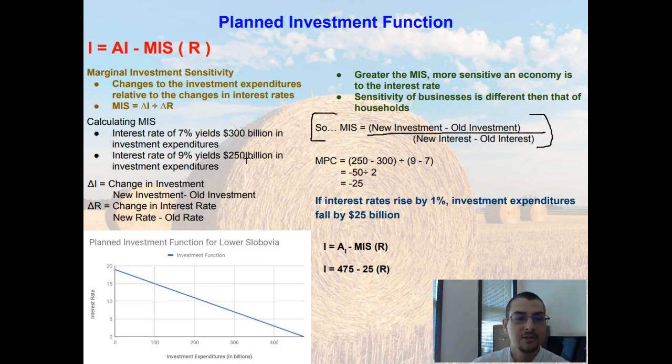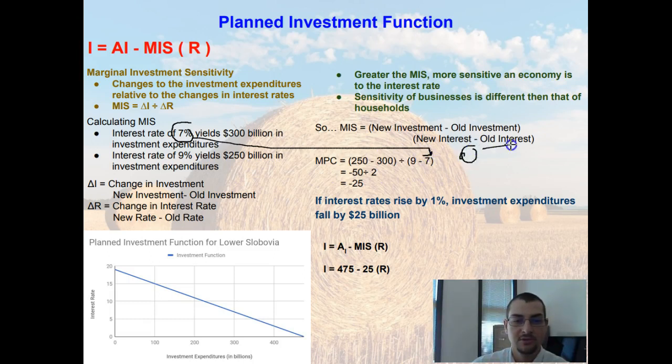If we plug those numbers in, our new investment is 250 billion because of the rising interest rate, versus our old investment of 300 billion. Our new interest rate was 9%, and our old interest rate was 7%. Now, if you notice something right here, I'm using 7%, and I put in just 7. I didn't put in 0.07. That is a horrible 7. Sorry about that. Let's see if I can do a little bit better.